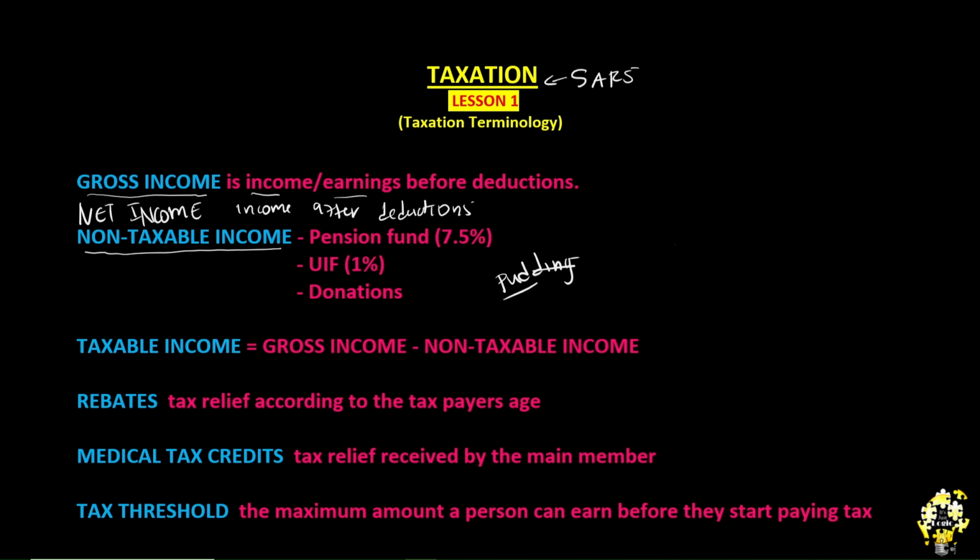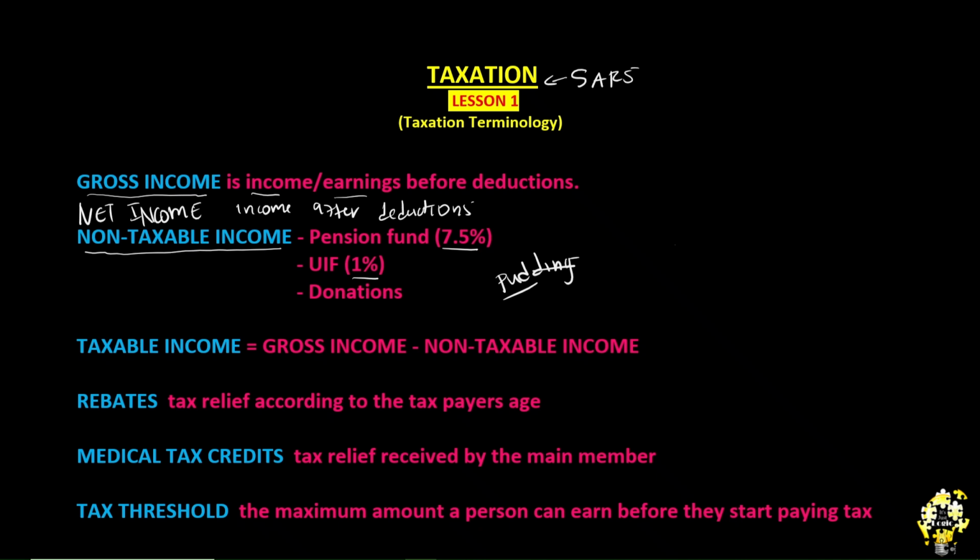P for pension fund, U for UIF, D for donations. So pudding. Remember that pudding is for non-taxable income. Usually, the pension fund is levied at 7.5%, UIF at 1%. Donations, depending on how much you want to donate. But usually donations have a maximum, which can be 100,000 in a year.